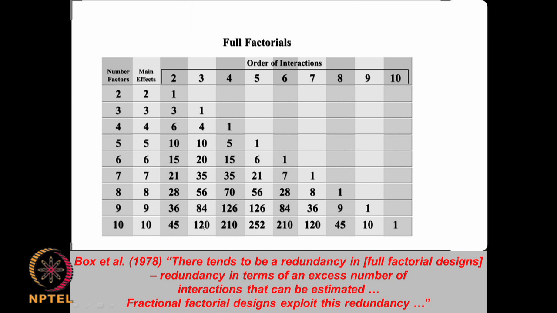In many situations you will end up having a very large number of interactions, and as I said, it is very rare to have a 3-way interaction. So, it is very rare, that means this portion is actually useless. We are doing too many experiments, and we are not going to look at 3-way or higher order interactions anyway. That means we are doing too many experiments. Look at Box, he said there tends to be a redundancy in full factorial design, because 3-way interactions are very rare.